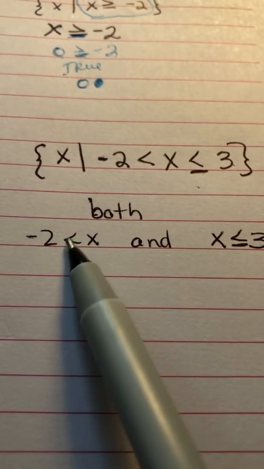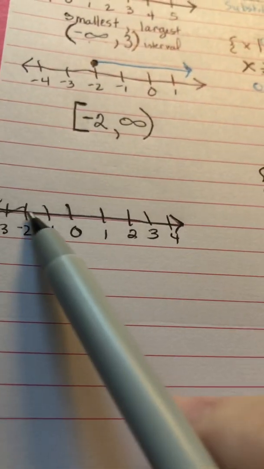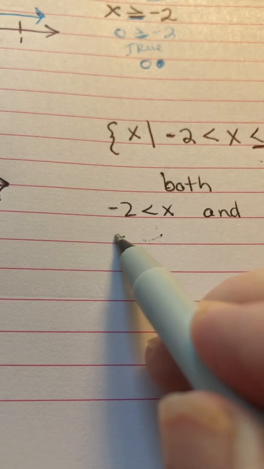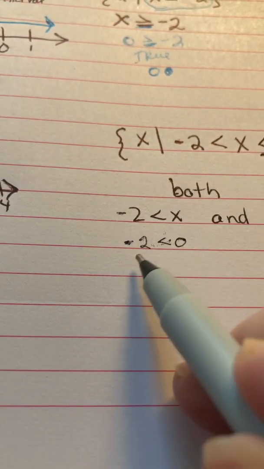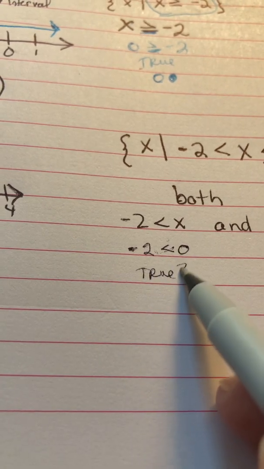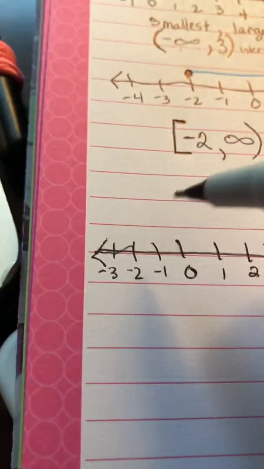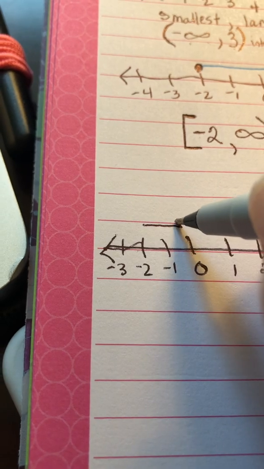Okay, so let's start with this one. And I want to start at the -2, but I need to know which way to point. So I'm going to put in 0 again, just substituted in, to see if it works. Is this a true statement? Yeah, -2 is smaller or tinier than 0. So I know I need to point to the 0 from the -2. So I'm going to point in that direction. I don't know how far it's going to go, so I'll just point that way for a second.